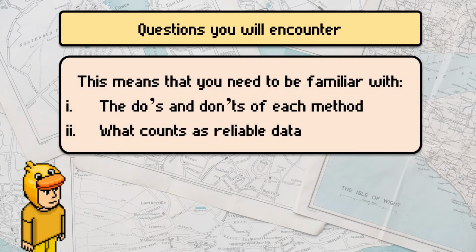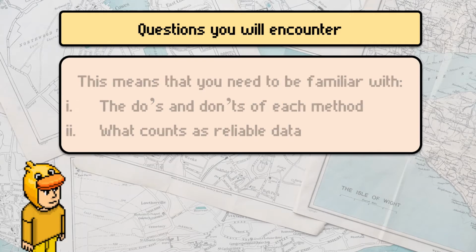This means that you need to be familiar with the do's and don'ts of each method. You need to know what to do as well as what to avoid for each method, as well as what counts as reliable data, because reliable data is data that can be used. Unreliable data is inaccurate data and therefore should be avoided.